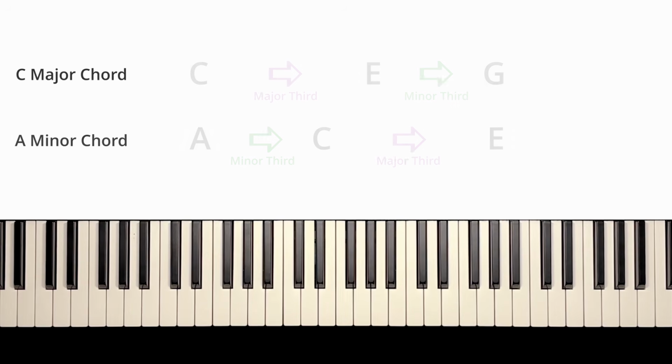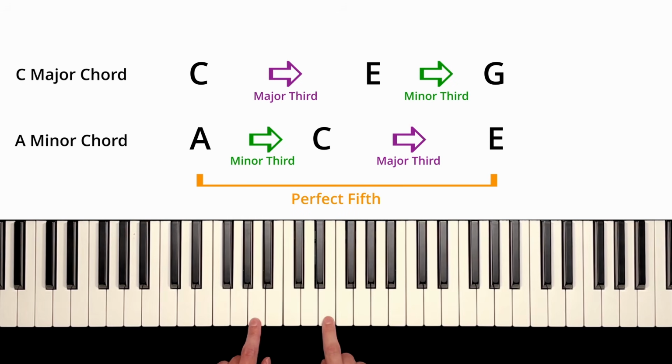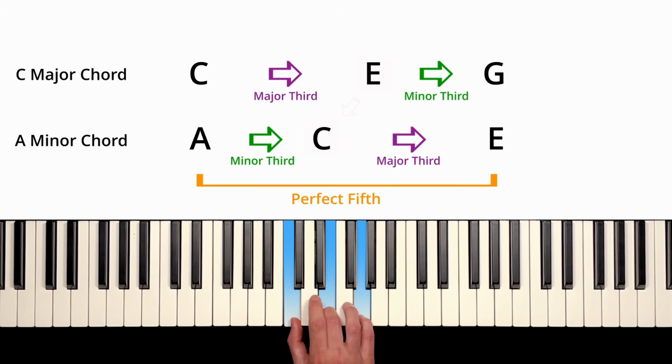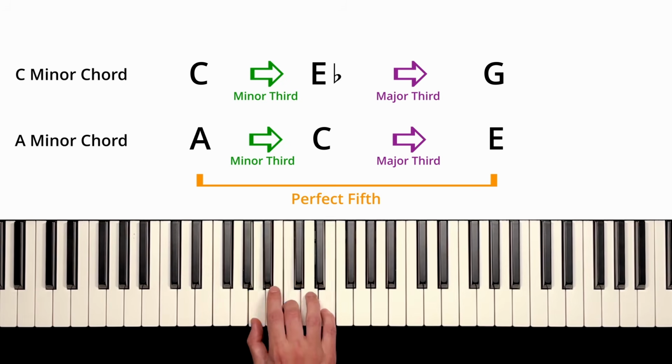Here's another way to look at it. In both chords, the outer notes have the same distance, a perfect fifth, and only the middle note changes. In the minor chord, it's a semitone lower. So, if we want to turn our C major chord into a C minor chord, all we have to do is lower the third from E to E flat. Likewise, we can transform our A minor chord into an A major chord by simply raising the middle note from C to C sharp.